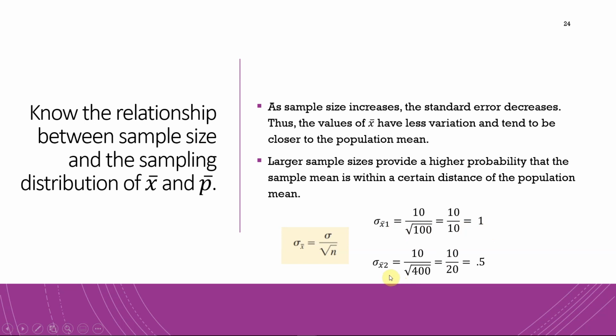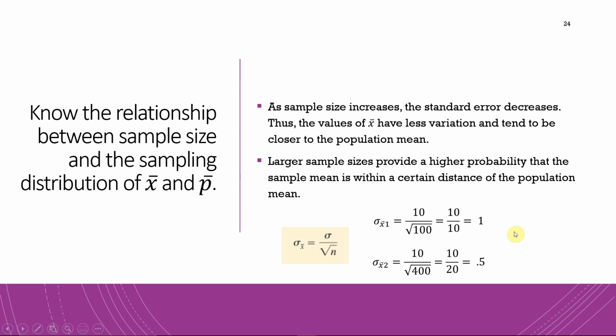In our second situation, we have 10, we're keeping that constant, divided by now the square root of 400, which is 10 divided by 20, which is 0.5. So mathematically, we've just shown that as n increases from a sample size of 100 to 400, our standard error decreases. Sometimes if you're not sure about stuff, you can test things out. You can do stuff like this. Mathematically, we've just shown that as your sample size increases, the standard error decreases.